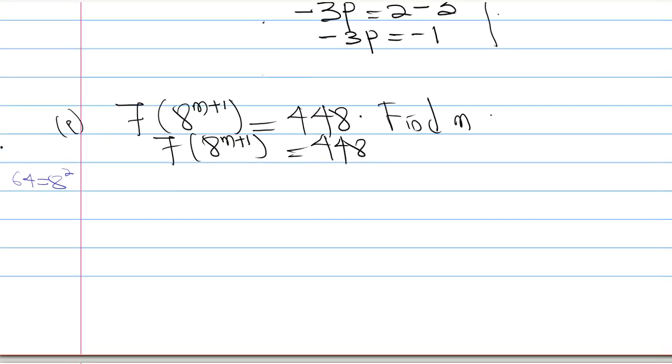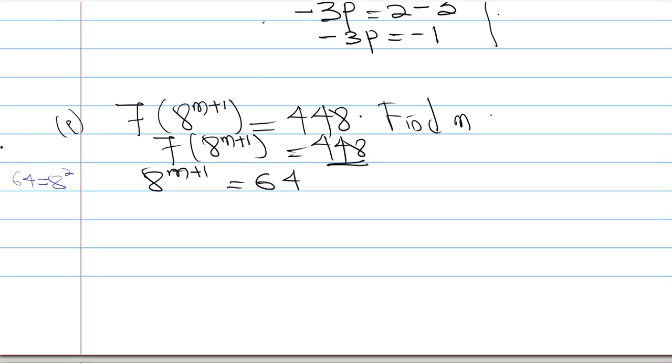Here now, the first thing I can do is divide both sides by 7. That is, I'm going to have 8 raised to power m plus 1 equal to, this one will give me 64, right?